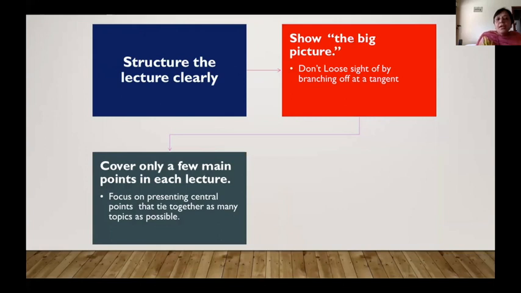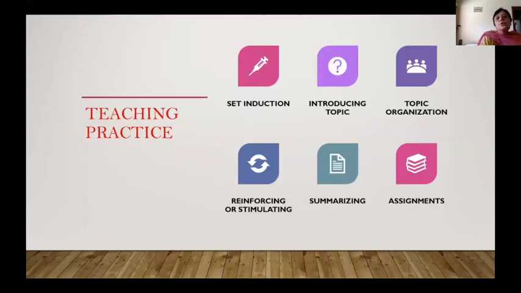Structure your lecture well, show your listener the big picture and cover only a few points. Don't cover too many points. In fact, it is said that in a 45-minute lecture, you should maximum cover 5 major points. Now, let us just do a teaching practice. So basically, a teaching practice involves all this. And we will take up the ones that are relevant to you.